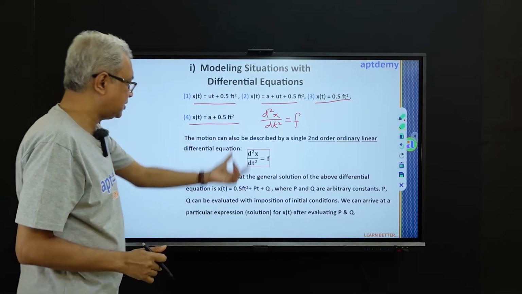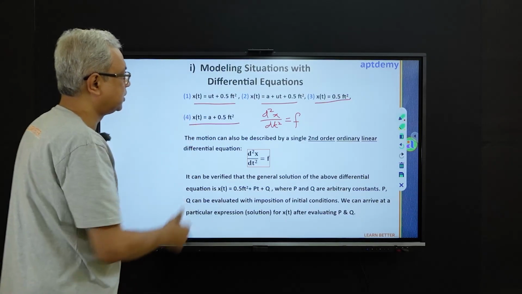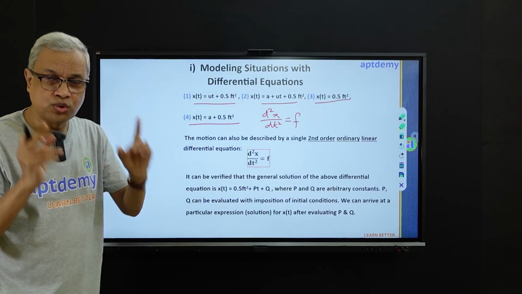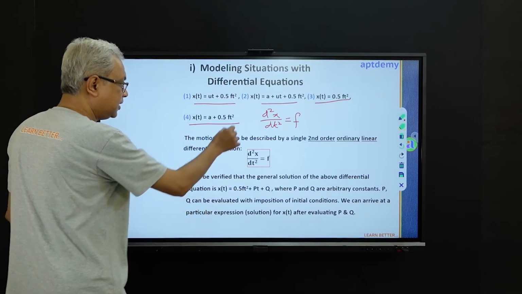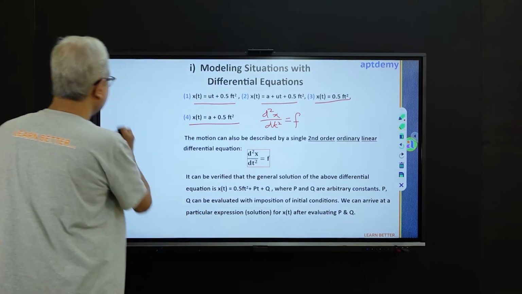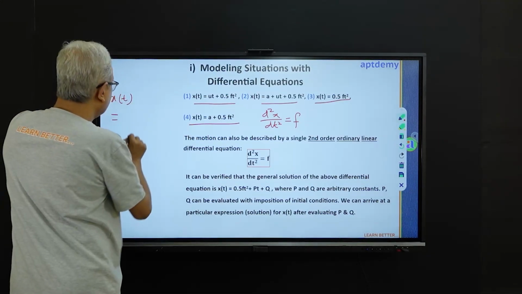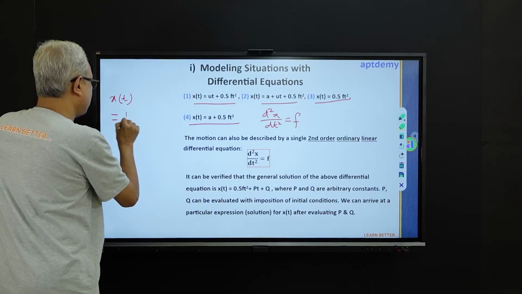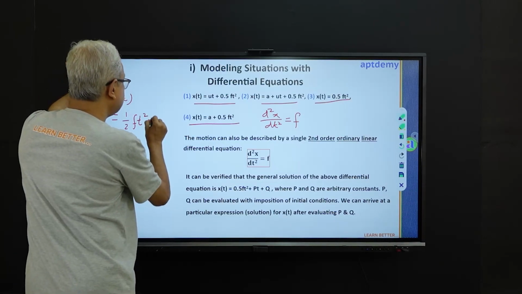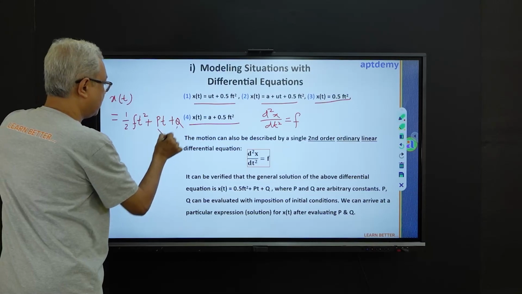And since it is a second order differential equation, the solution of this equation will involve two unknown constants. Though we have not learnt how to solve this equation, it can be shown that its solution will look like x equals half ft square plus pt plus q, where p, q are constants.